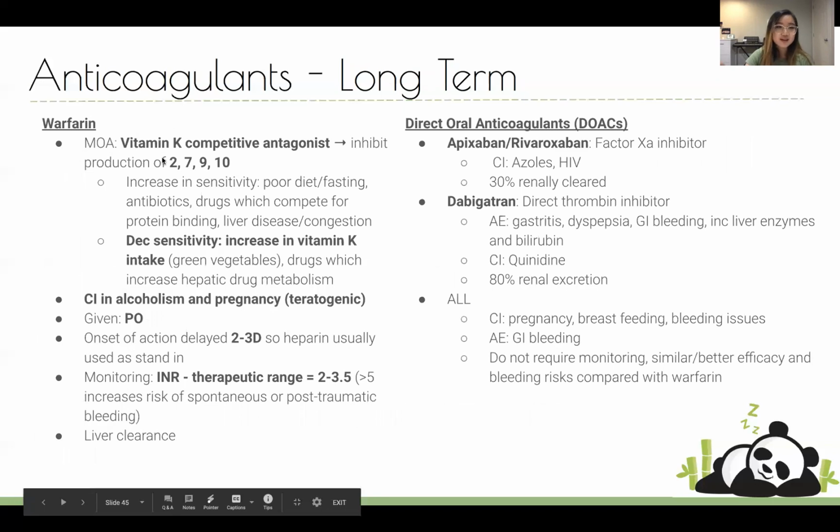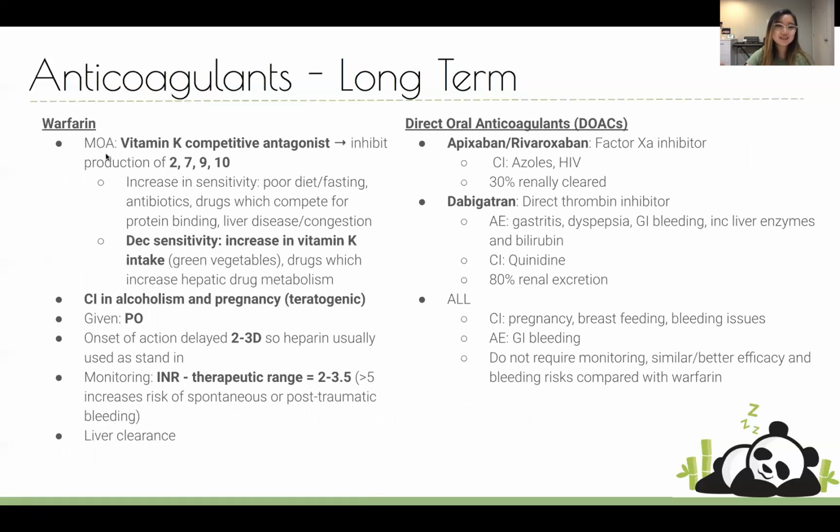And then for warfarin, the method of action is it's a vitamin K competitive antagonist. And because you need vitamin K for 2, 7, 9, 10, that means you inhibit 2, 7, 9, and 10. So things can increase or decrease its sensitivity depending on how it affects vitamin K. I think the big one to know would probably be an increase in vitamin K intake via green vegetables will decrease its sensitivity, because it's trying to antagonize vitamin K, but you're just eating more. Liver disease can increase the sensitivity as well. Other than that, I don't think these are super important.